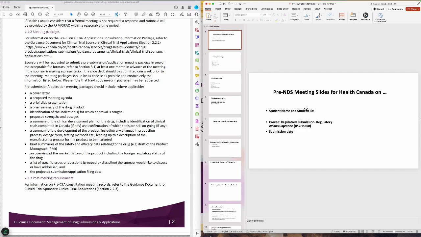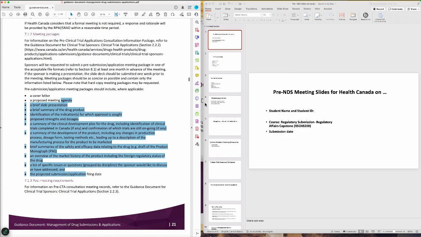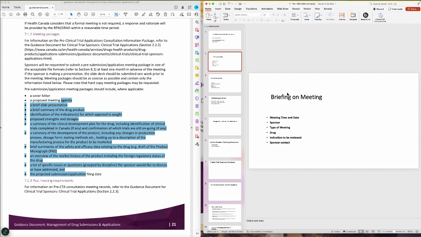Now, this template is exactly the template that we have from Health Canada. The content is the same, and if you compare what is in here with what is asked for on the right side in the guidance document, you will see that it's exactly what you need to prepare. So let's go over what should be in the content. This is a presentation, of course, so the first slide or second will be the briefing on the meeting.